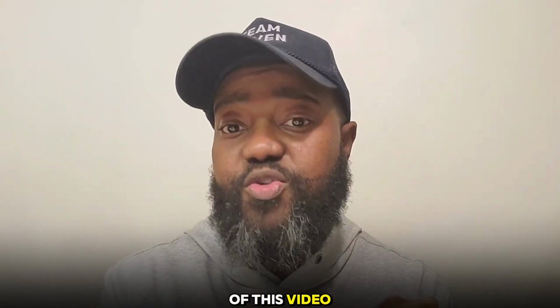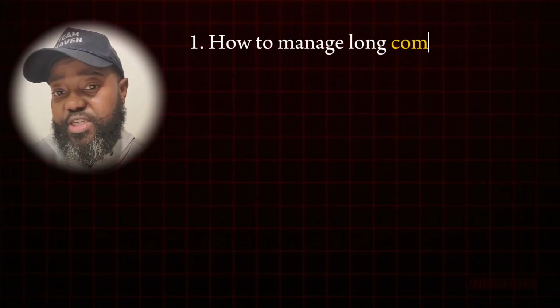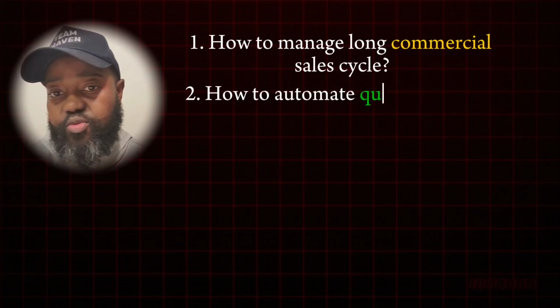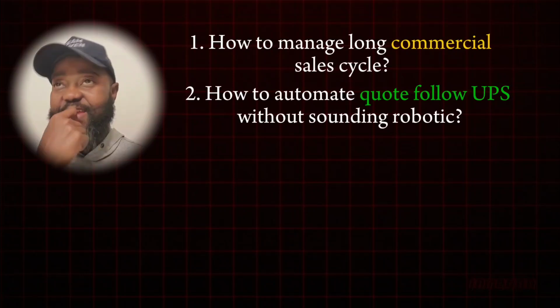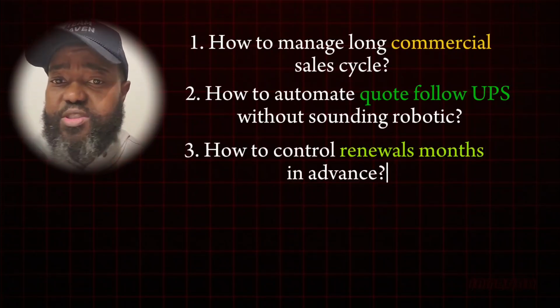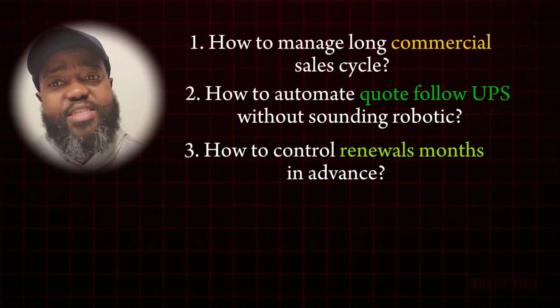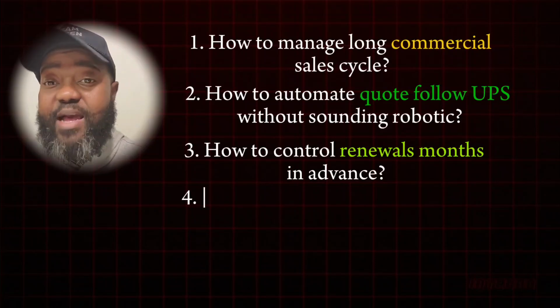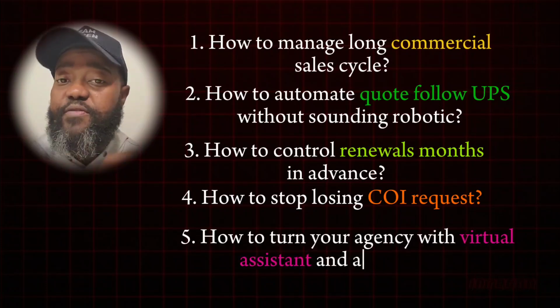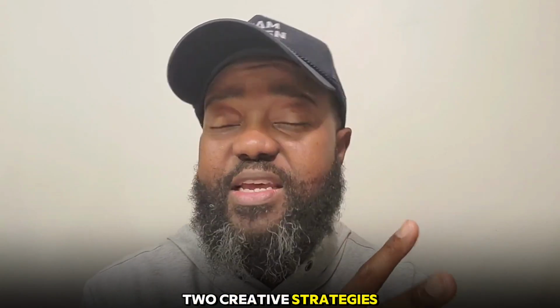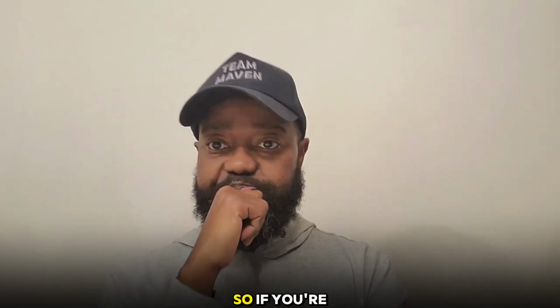By the end of this video, you'll know exactly how to manage a long commercial sales cycle, how to automate quote follow-ups without sounding robotic, right? How to control renewals months in advance so you can actually get those renewals to go through. How to stop losing COI requests, big one. How to turn your agency with virtual assistants and automation. And then I'm also going to share two creative strategies that I have not heard any commercial insurance broker talk about. So, if you're ready, grab a pen, paper, notebook.